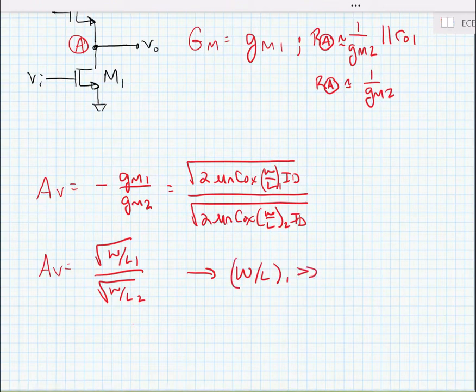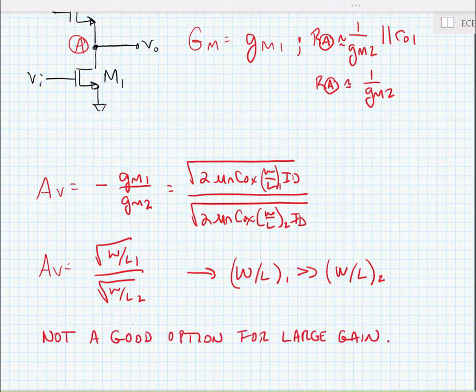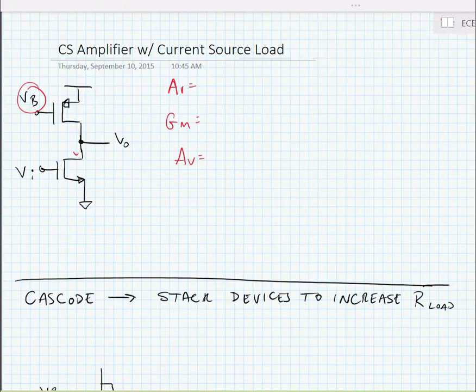So if we want a big voltage gain, this tells us W over L1 needs to be much, much bigger than W over L2. In other words, we need to make that diode connected device very small. But we also know that geometrically we're not going to make the transistors be able to be too different in size. So this is not a good option if we want large gain. Okay, so what can we do?